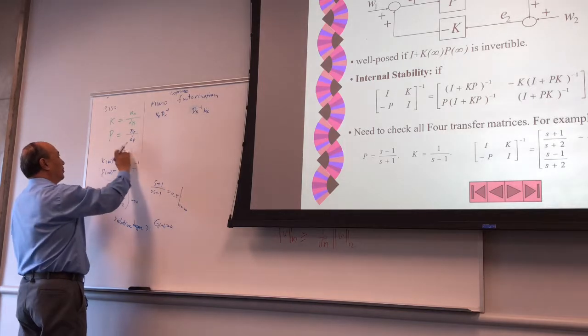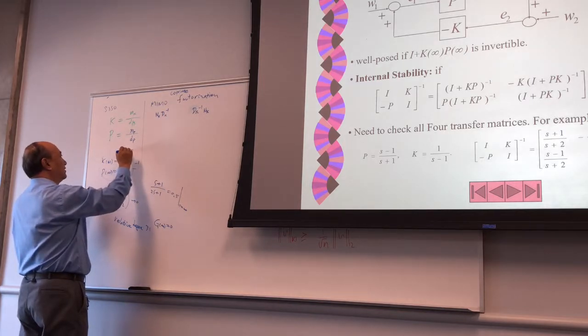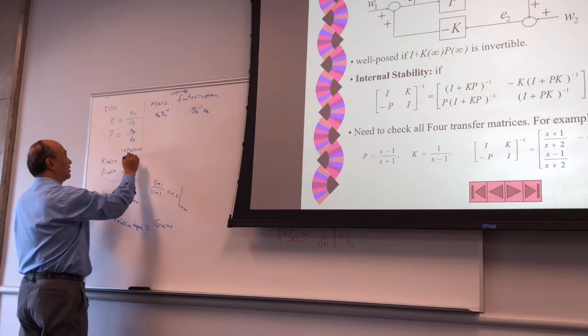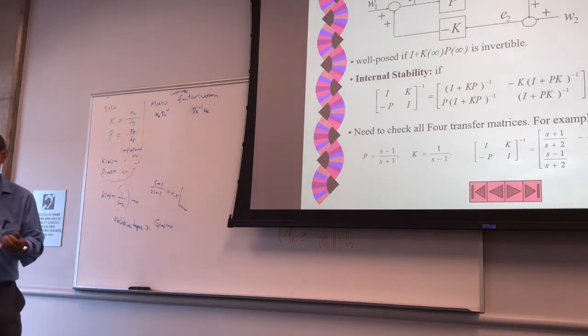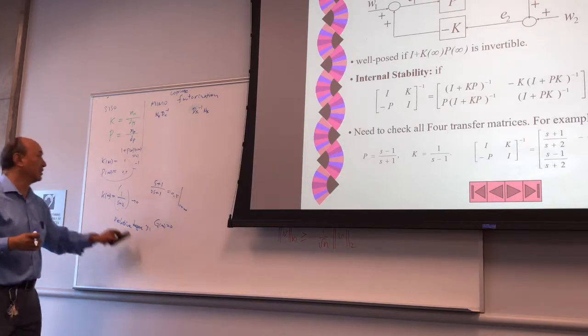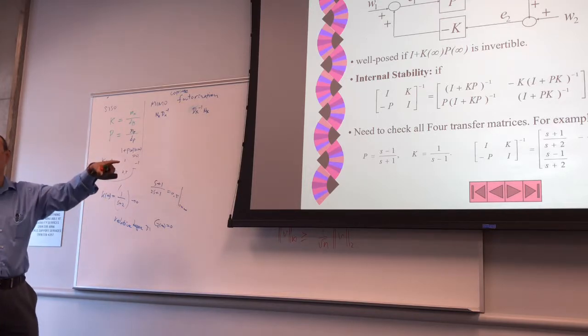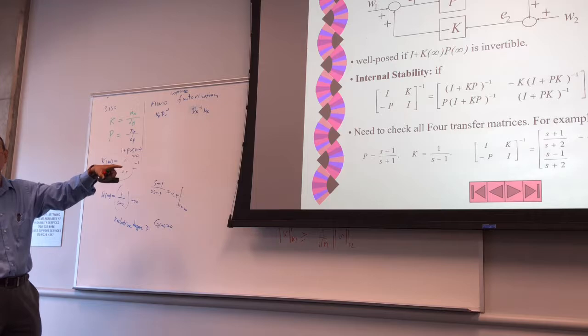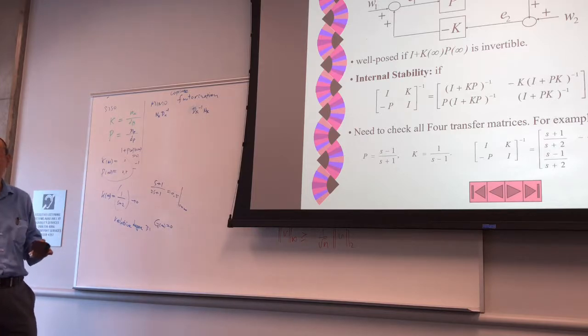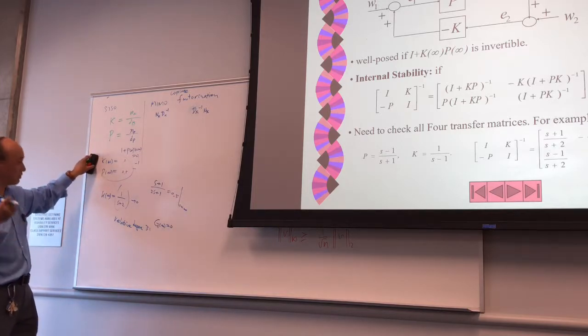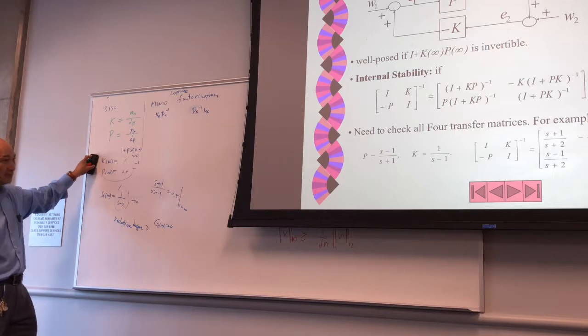Then you have 1 plus P infinity K infinity is 0. So it's not invertible anymore. So you got singularity there. There's no reaction whatever you do. So having well-posedness makes sense. Otherwise, you input something, and that thing at omega infinity is 0, so you have nothing out, no matter how you do it. It's something we don't want to talk about.